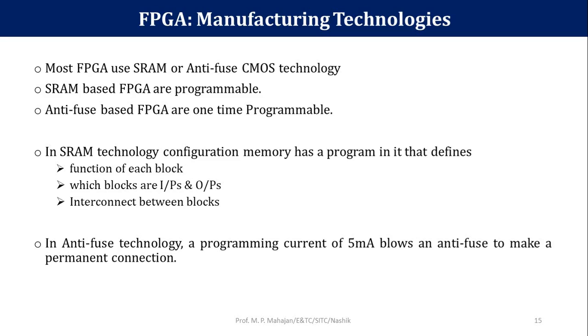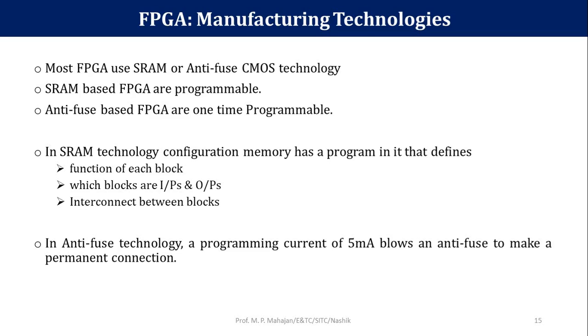the configuration memory has a program which consists of the function of each block, which blocks are the input blocks and output blocks, and the interconnection between the blocks. Means the SRAM technology consists of the memory, and that memory is preloaded with a program, and this program decides what the function of each block inside the FPGA is, which blocks are the input block and output block, and what are the interconnections between the blocks.